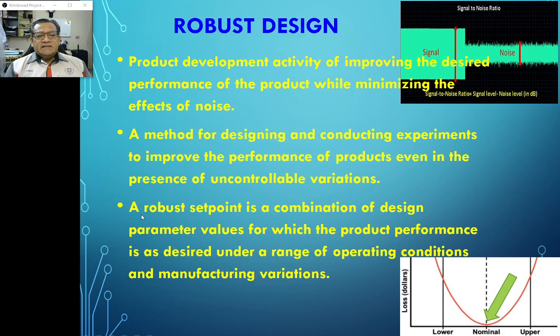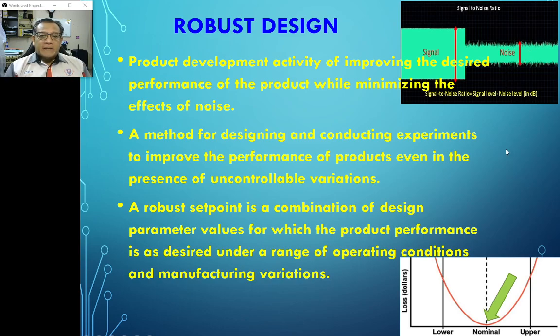Okay, a robust design is basically setting the values for a certain combination of design parameter values for which the product performance is as desired under a range of operating conditions. It means that you have to create many tests for the new product so that the parameter values can perform at maximum. And even though there is some variation or noise surrounding your newly developed product, it can be suppressed or minimized. As such, you will have an excellent design with maximum signal performance and the minimum noise available.